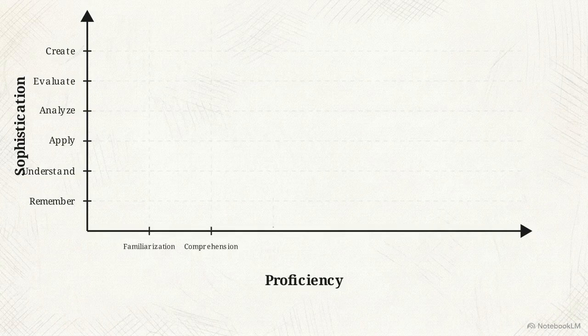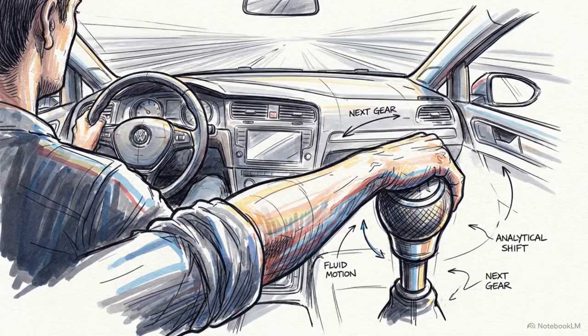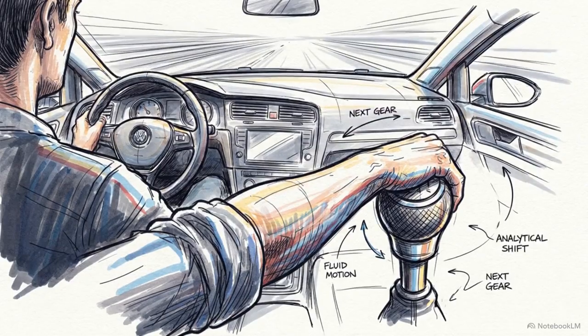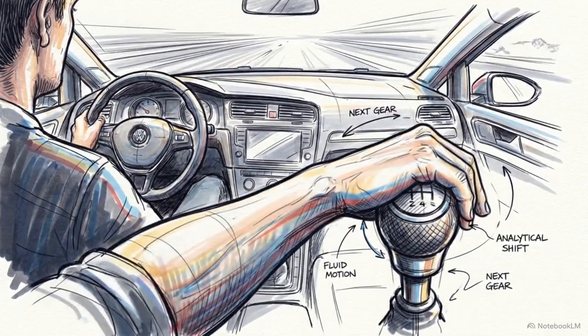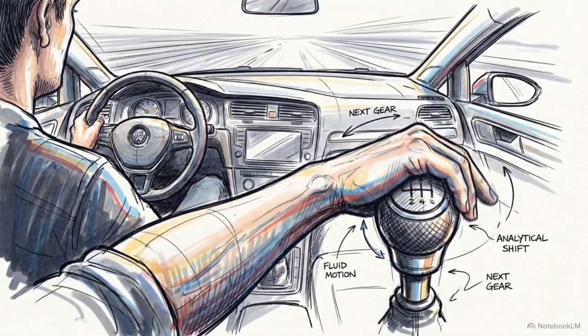This uses Gloria Gary's scale, moving from basic familiarization on the left all the way to unconscious competence on the right. Unconscious competence happens when you drive a manual transmission. Your hand shifts smoothly, without needing to look or consciously think about the mechanics.